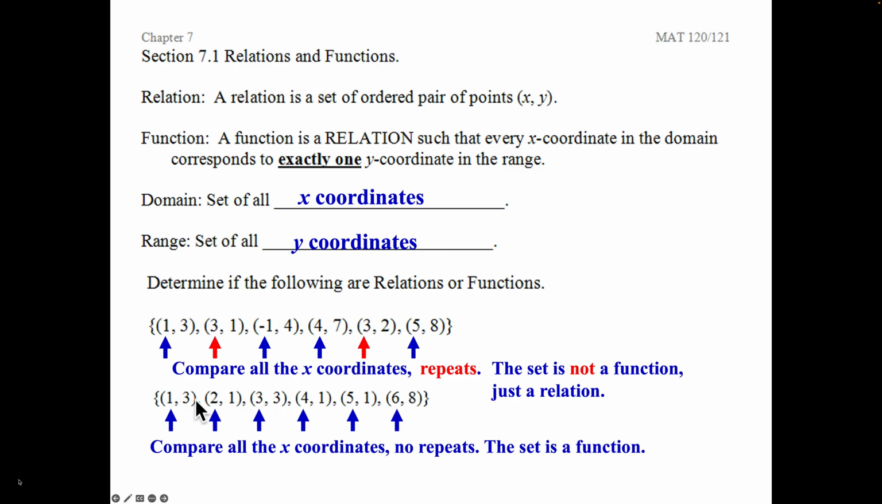All right, our next set of points, we check out our x coordinates, 1, 2, 3, 4, 5, 6. They're all different, no repeating x's. This we can upgrade to a function.